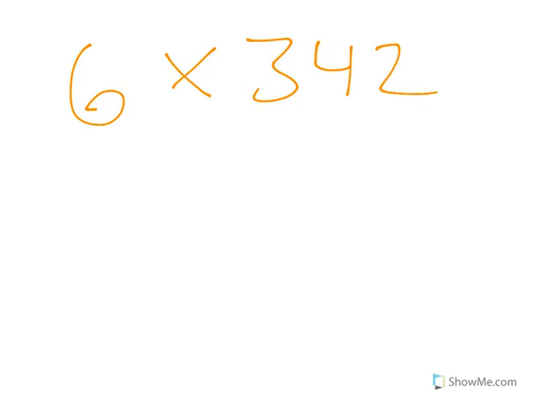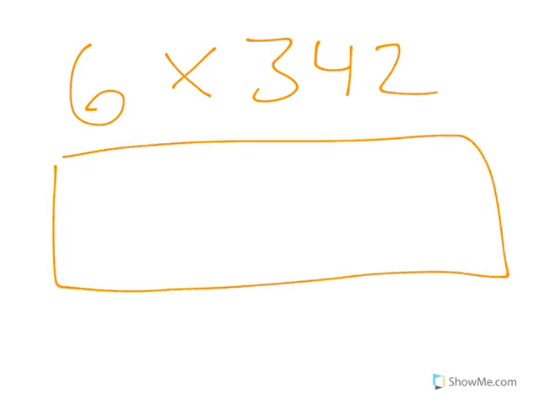Let's do another one. And you are going to have some up into the thousands. Let's do another 100 one first, though. So if I have 6 times 342, I'm going to make my big old box. I'm going to put my 6 down and I'll write my times symbol. I'm just going to divide this up.